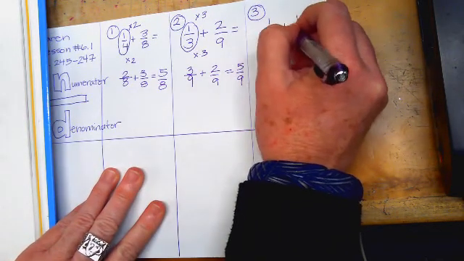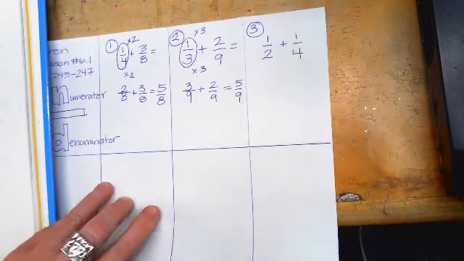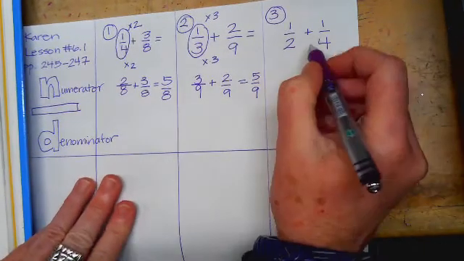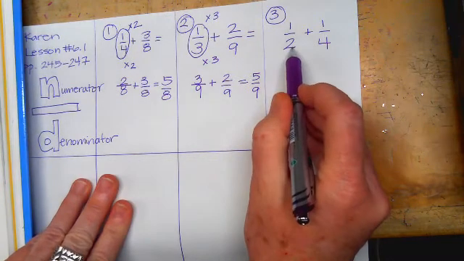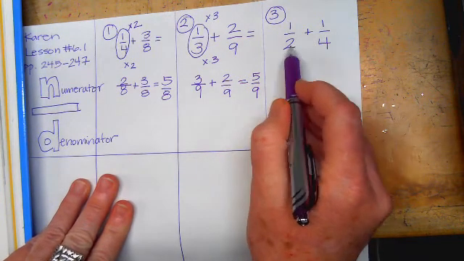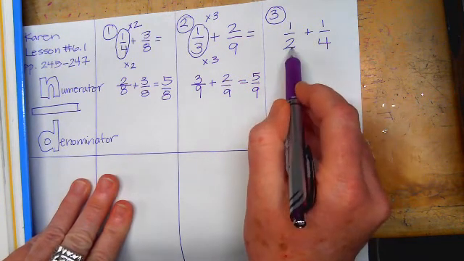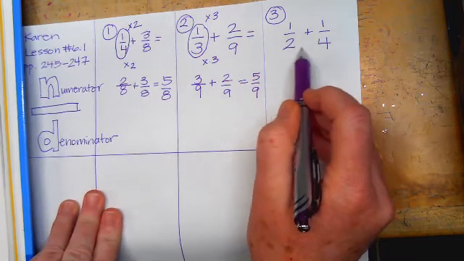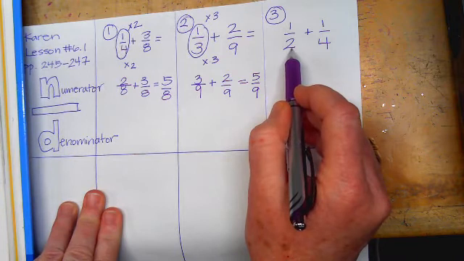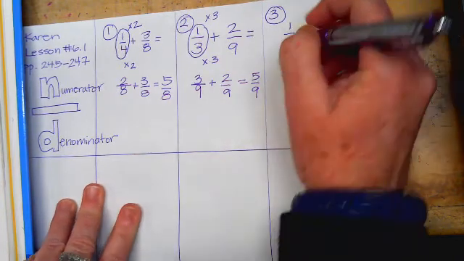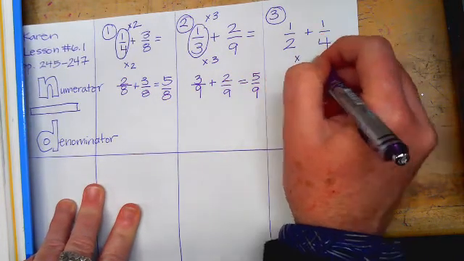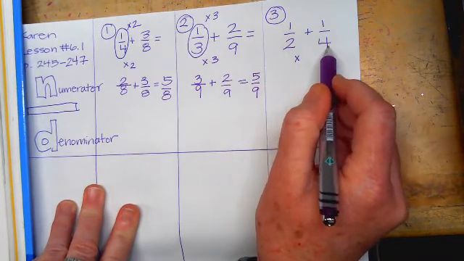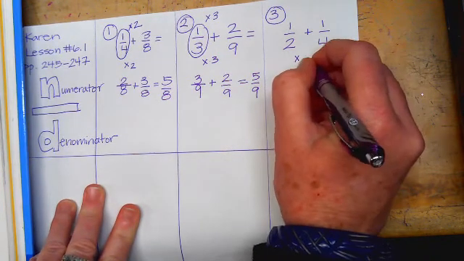Number 3, I have 1/2 plus 1/4. And what I'm going to do is I'm going to have to change this to a 1/4. There's no way to add these together unless you convert. They have to have the same denominator, unless you convert the denominator of one of them. And the easiest one to convert is the smaller one. So we're going to multiply this by a number that's going to equal 4. So 2 times what equals 4?